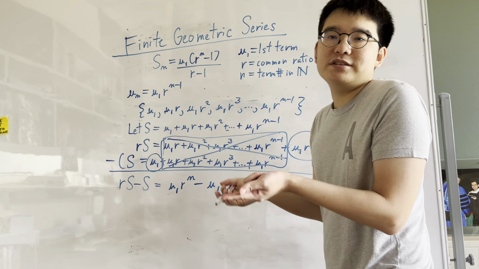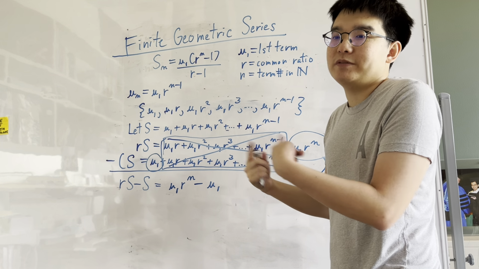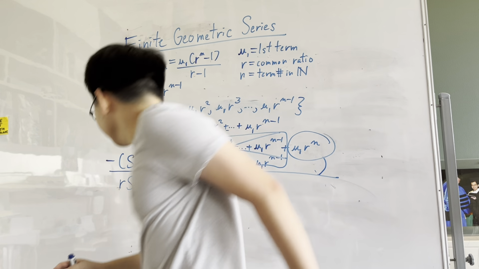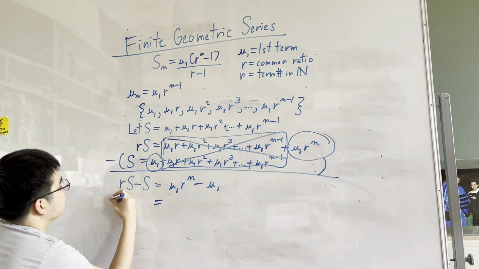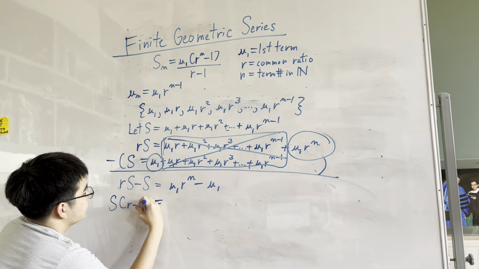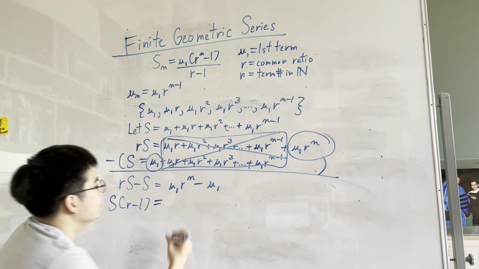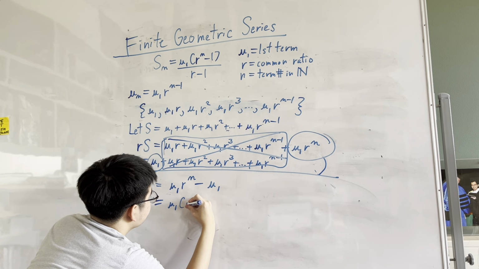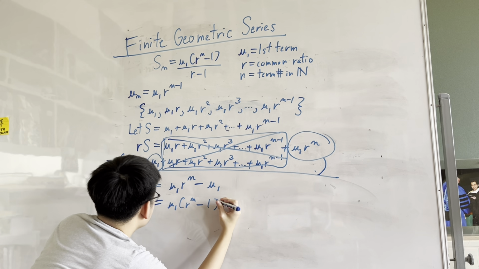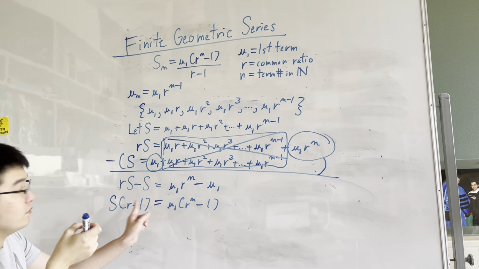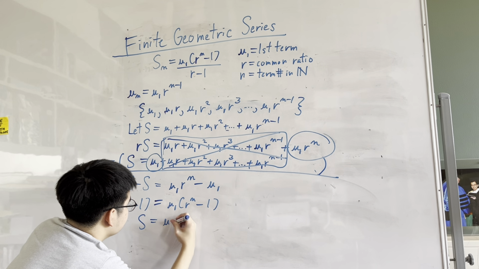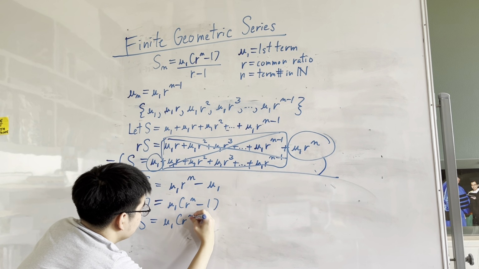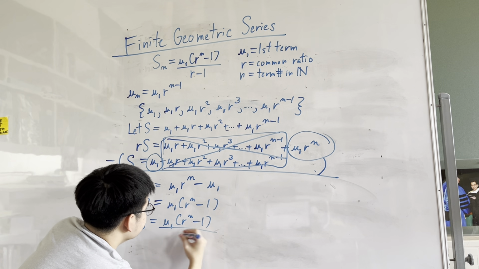And now all we need to do to clear things up is do a little bit of factoring. So then factor S from here, S times (r minus 1). Factor u1 from here, u1 times (r^n minus 1). And then divide both sides by r minus 1 to get S equals u sub 1 times (r^n minus 1) over (r minus 1). And that is QED.